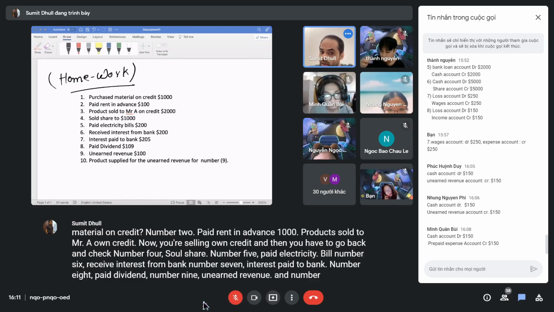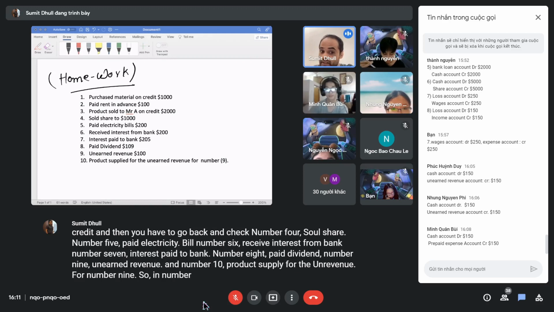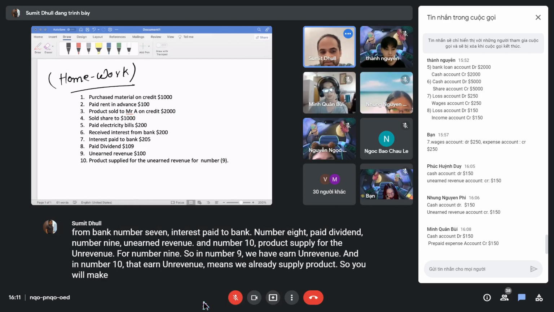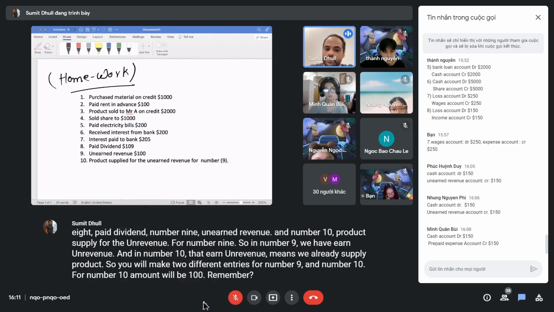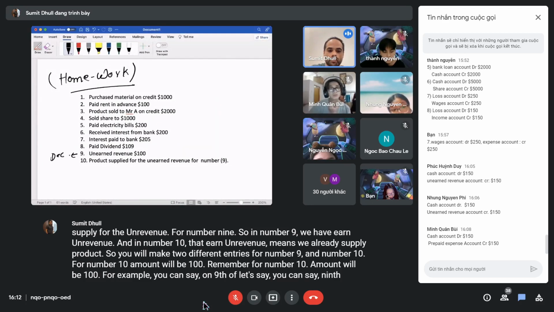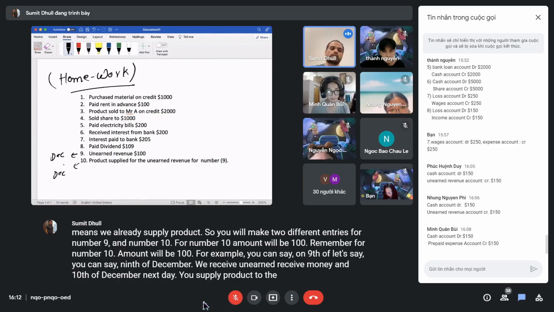And number 10, products supplied for the unearned revenue of number 9. So in number 9, we have unearned revenue, and in number 10, that unearned revenue means we already supplied the product. So you will make two different journal entries for number 9 and number 10. For number 10, the amount will be 100. For example, you can say on 9th of December we receive money, and on 10th of December, the next day, you supply a product to the customer. You can say that.